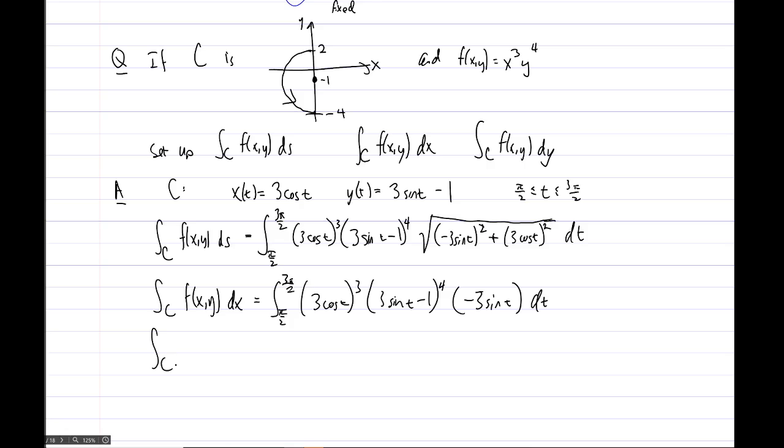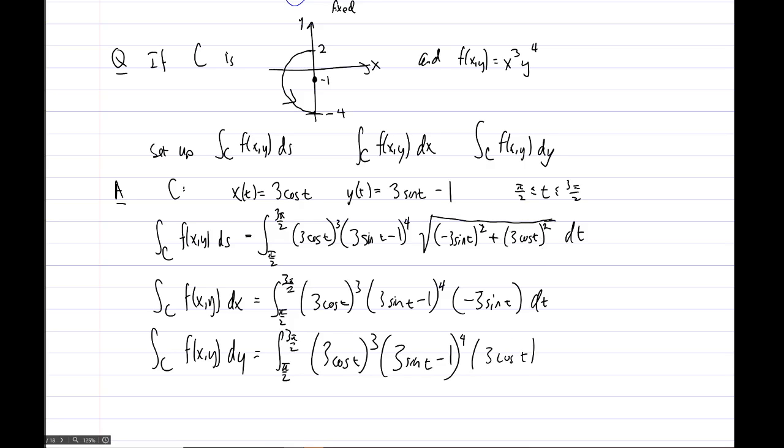Now the integral over c of f of x comma y dy will be the integral from pi over 2 to 3 pi over 2 of 3 cosine of t quantity cubed times 3 sine of t minus 1 quantity to the fourth. And then we need dy dt, so we'll have here 3 cosine of t dt. And that should finish this question.